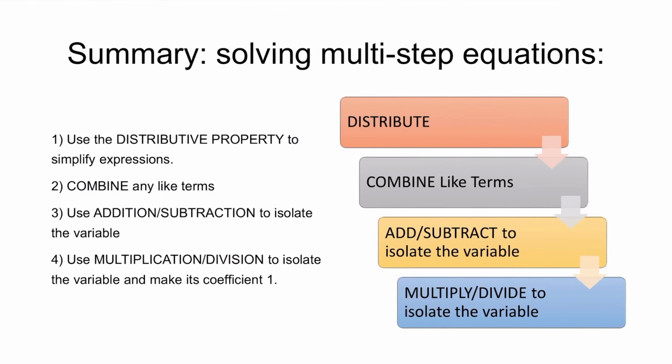So just in summary, remember that when we solve multi-step equations, we're going to start off by using the distributive property, and we're going to simplify any expressions that we have, and then we're going to combine like terms. Then we're going to use addition or subtraction to isolate the variable, and then we use multiplication or division to isolate the variable and figure out what the value of the variable equals.